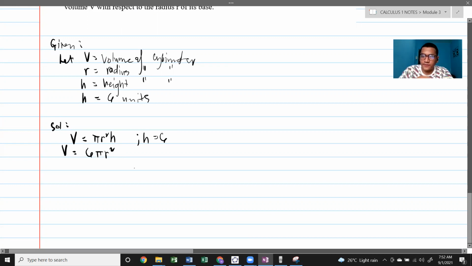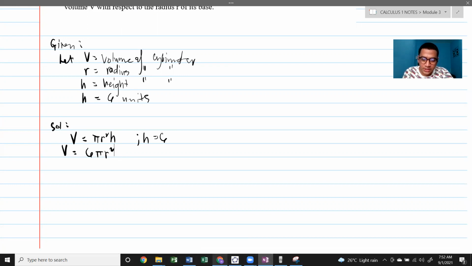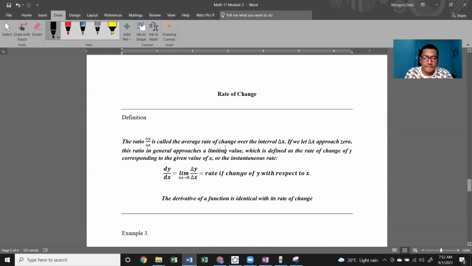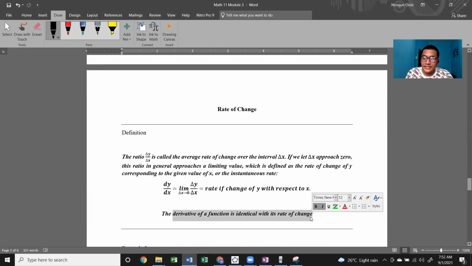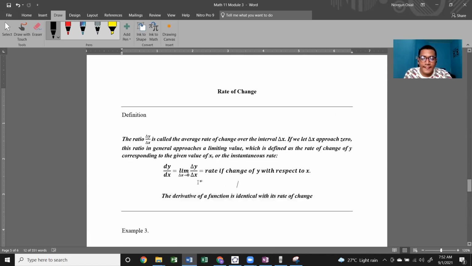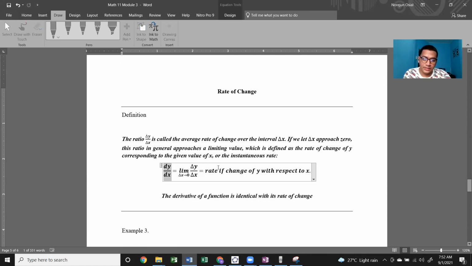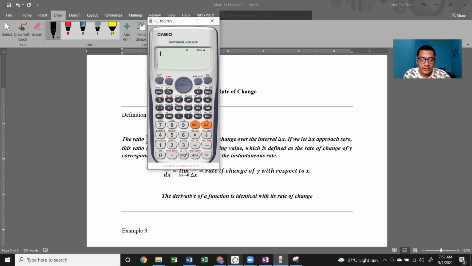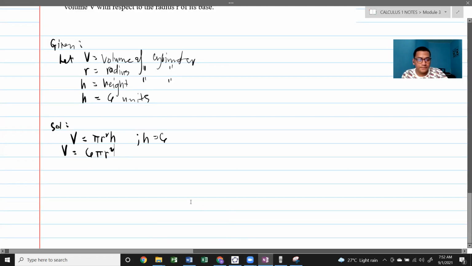Now, remember class from module 2 that the derivative is identical to the rate of change. By definition, its mathematical equation is here. The derivative of our function y with respect to x is equal to the rate of change of y with respect to x. So again, we will need to solve for its derivative.